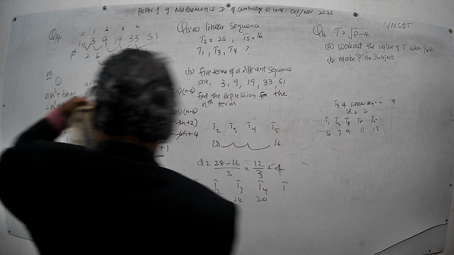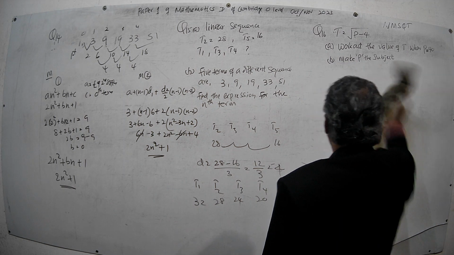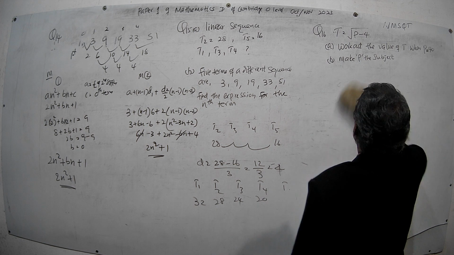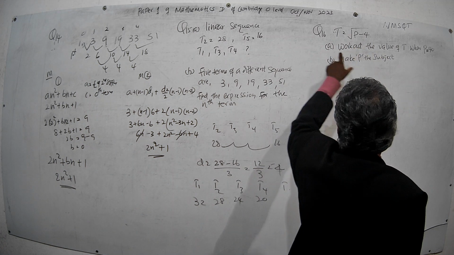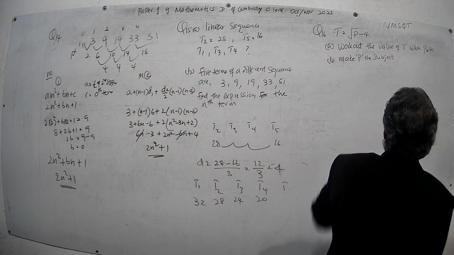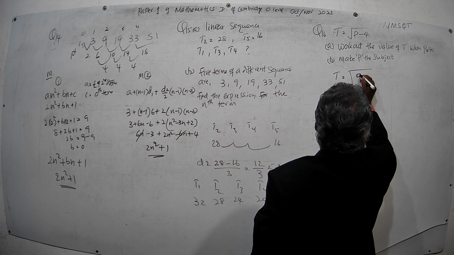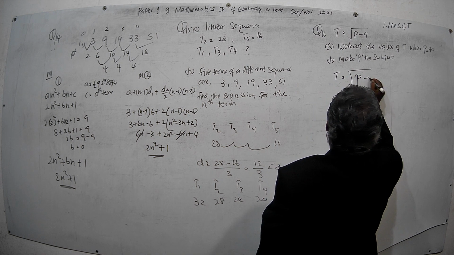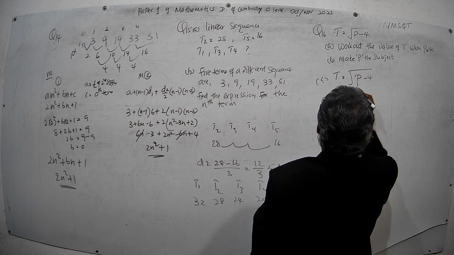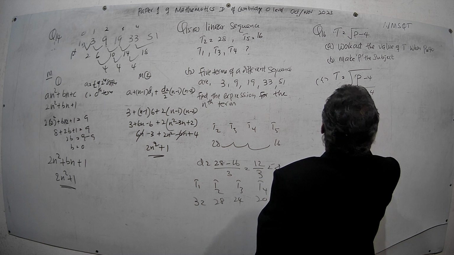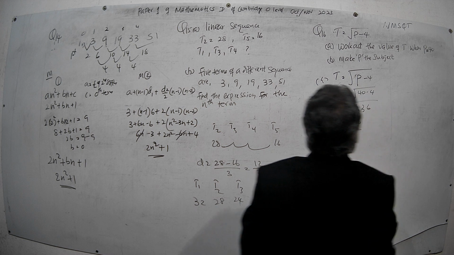Now come to question 16, part A. They say find the value of t. They have given t equals the square root of p minus 4. Part A says work out the value of t when p equals 40. You write t equals the square root of p minus 4. Substitute p is 40, 40 minus 4, so t equals the square root of 36. The square root of 36 equals how much? 6.